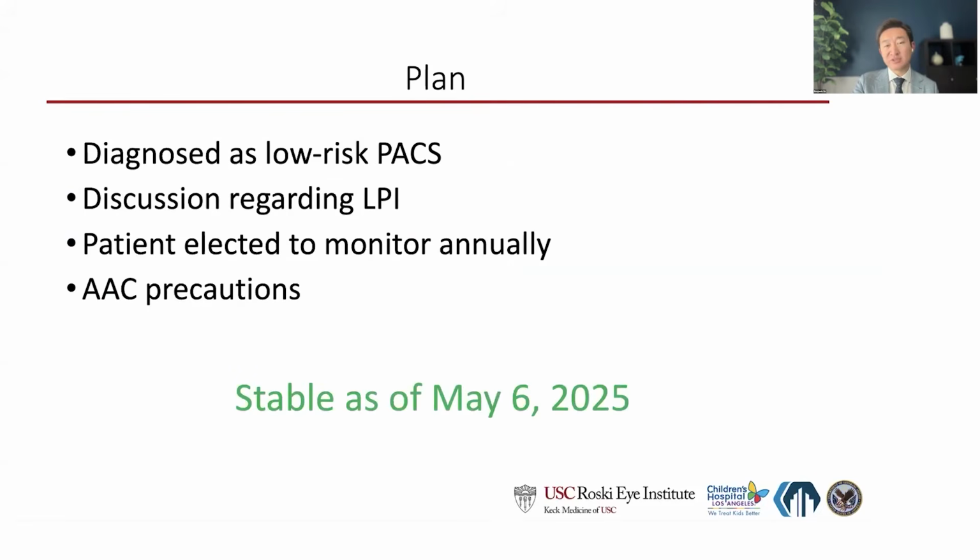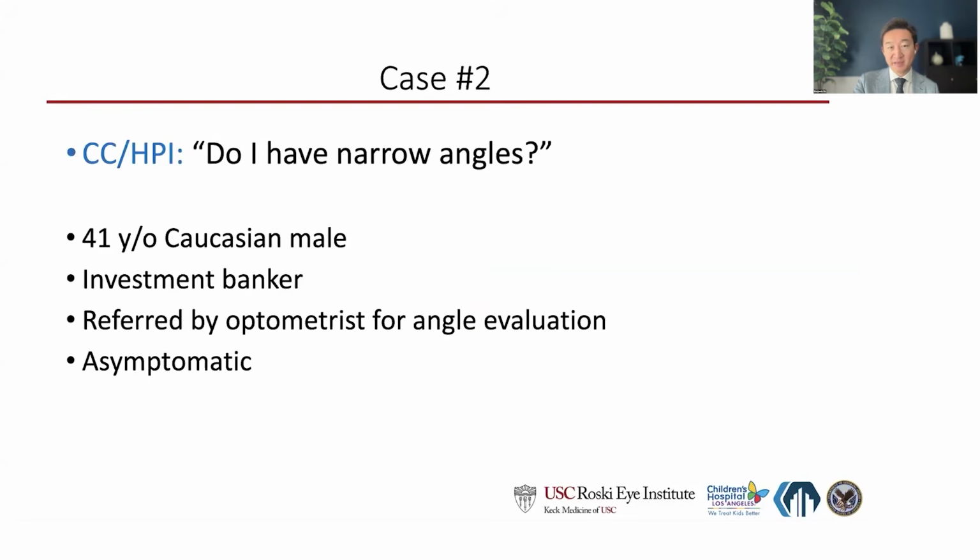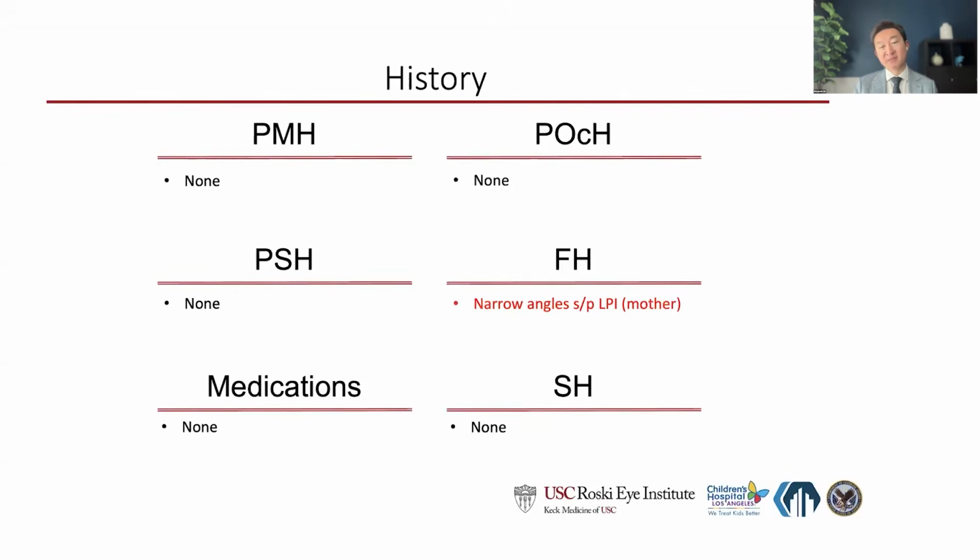So we continued to monitor this patient, and I most recently saw her in May of 2025, and she was stable at that point. The second case is of a 41-year-old Caucasian gentleman who was coming to me asking, do I have narrow angles? He works as an investment banker, and he was referred by his optometrist for an angle evaluation. He was also asymptomatic.